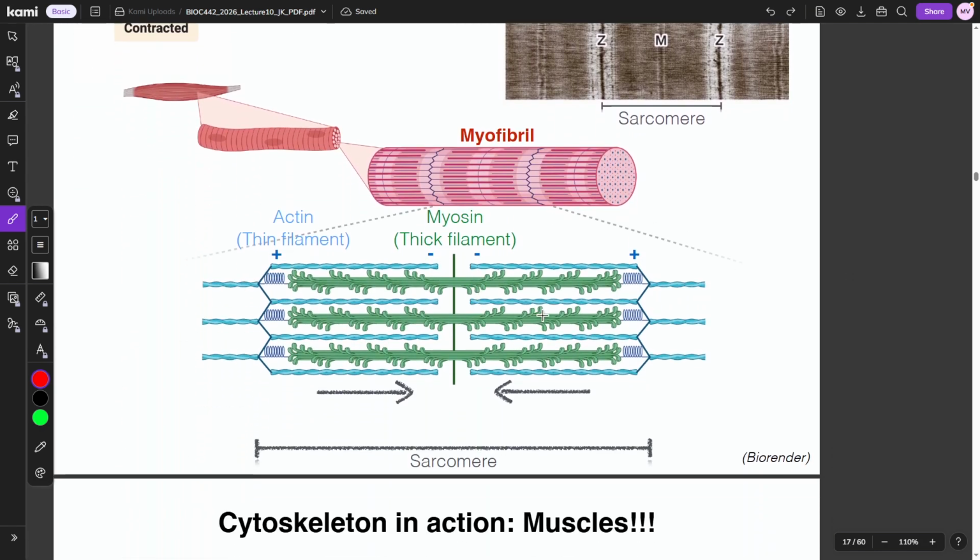So here you can see this, right? When the myosin slides and pulls this way, everything gets smaller, and so everything contracts and compacts together.